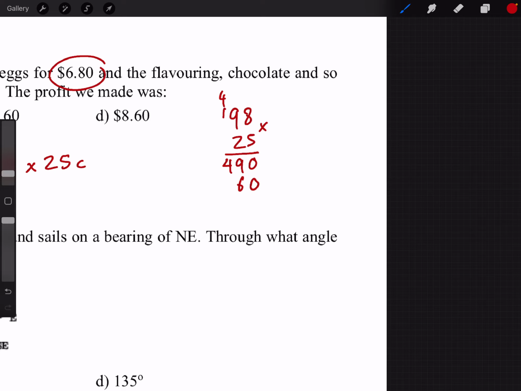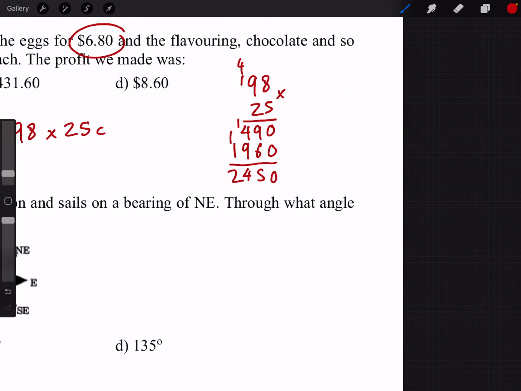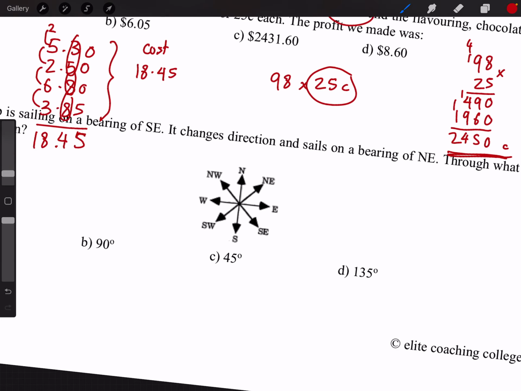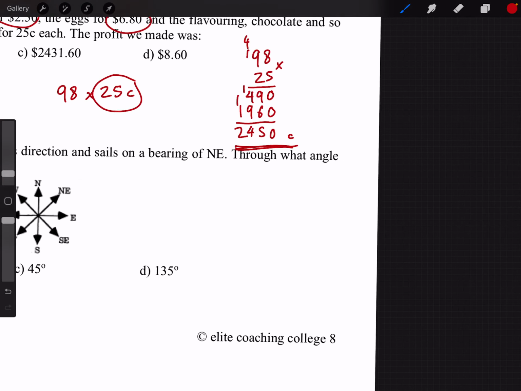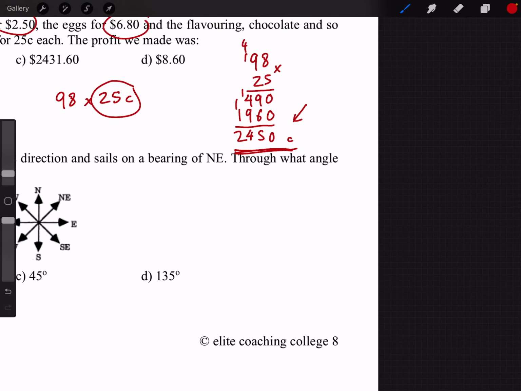2 times 8 is 16. 2 times 9 is 18. 18 plus 1 is 19. And you add them up. 0, this will be 15, this will be 14, this will be 2. So therefore, this will be cents, because this is 25 cents, so the answer must be in cents. Now, we want to change the cents into dollars because this one is cents and this one's in dollars. To change cents to dollars, just divide it by 100, because $1 has 100 cents. So divide by 100, here's a decimal place. Let's move it back 1, 2, and you're going to get $24.50.